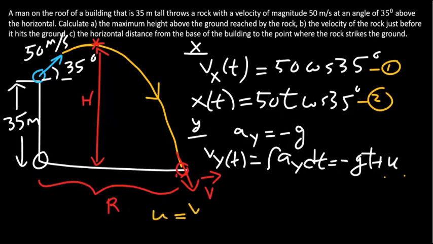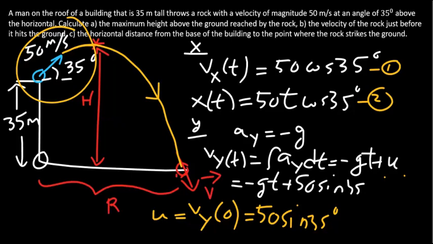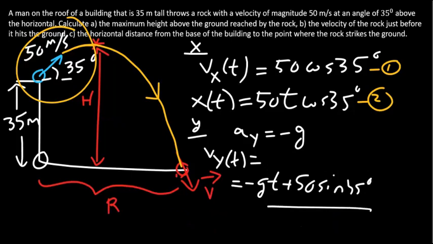U is the value of Vy at t equals 0, and that can be obtained from there. It is the y component of the initial velocity, and we have told you it is 50 sine 35 degrees. Putting everything together, Vy at any time t is minus gt plus 50 sine 35 degrees. So that is the third equation.